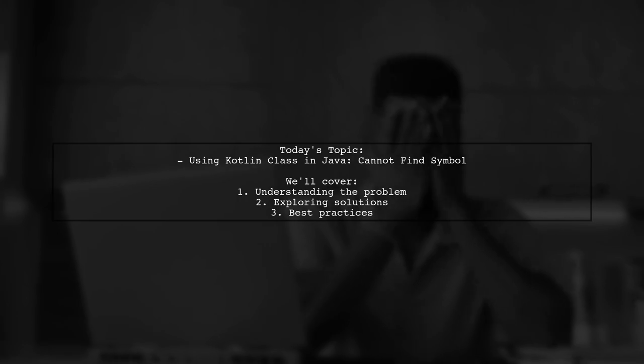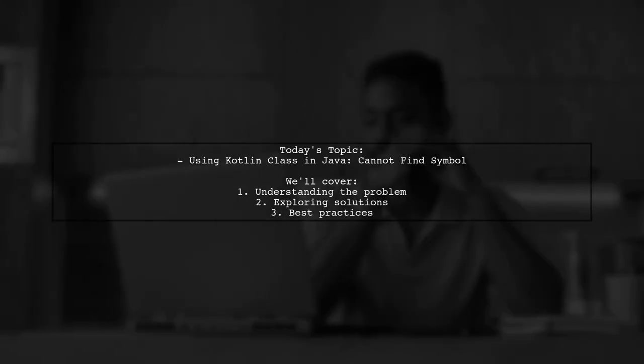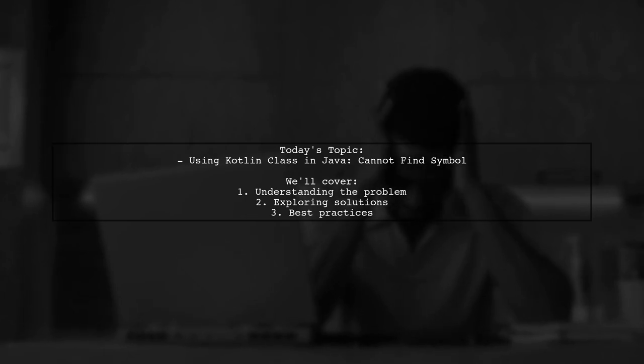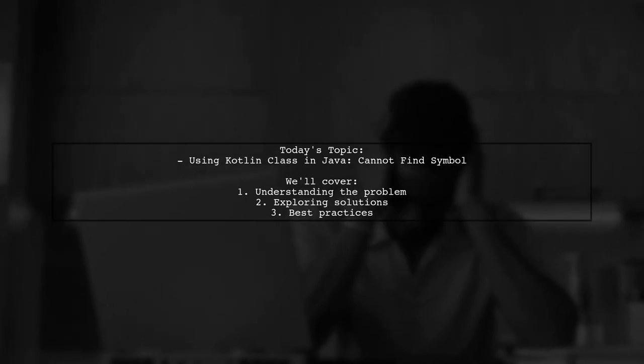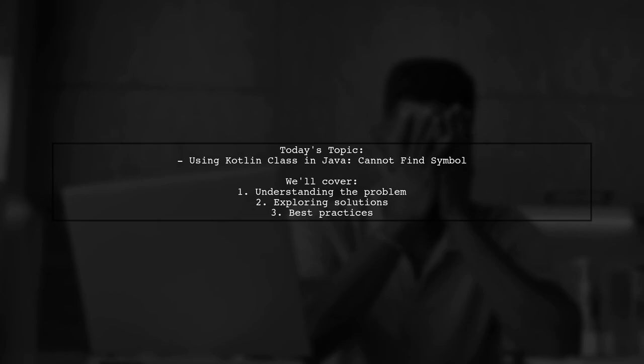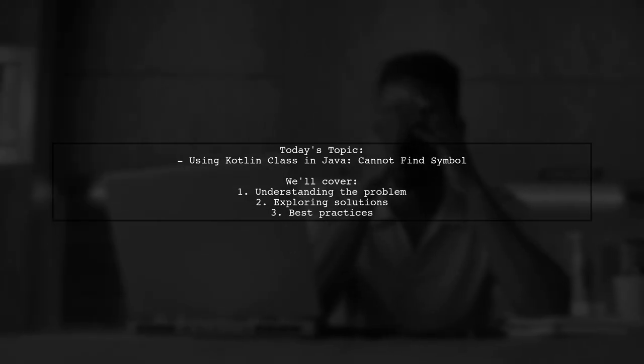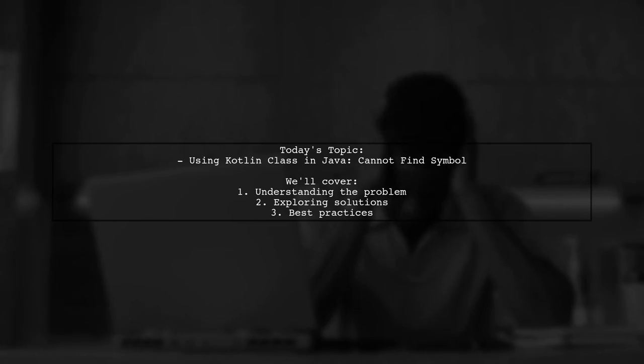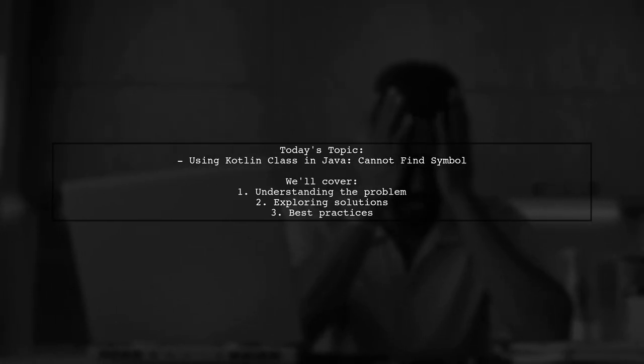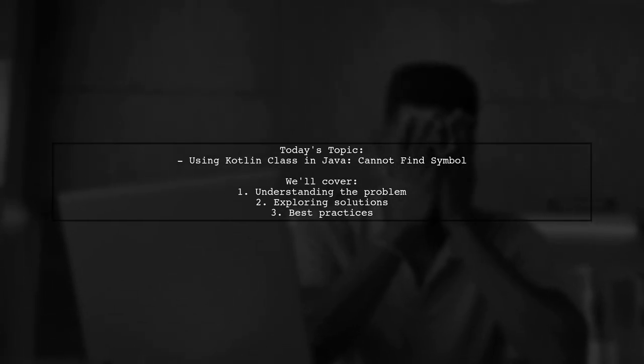Today, we're tackling a common issue that many developers encounter when working with Kotlin and Java together. Our viewer is facing a frustrating problem. They can't seem to reference a Kotlin class from their Java code, and they're getting a cannot find symbol error during their Maven build process.